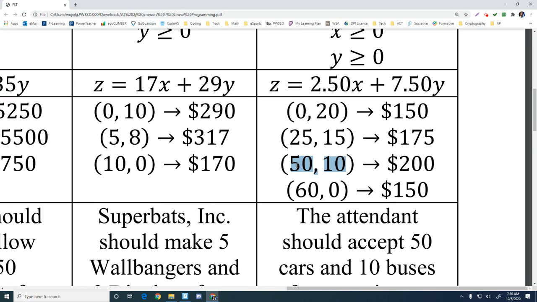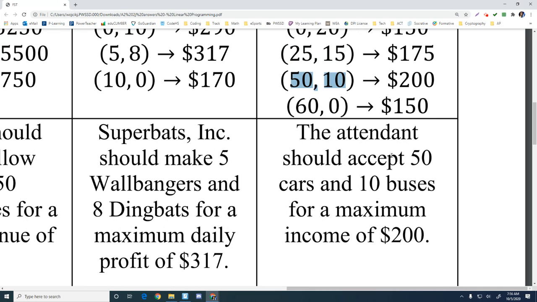And so, what does that 50, 10 mean? Remember, x was the number of cars, y was the number of buses. And so then the attendant should accept 50 cars and 10 buses to get that maximum income of $200.